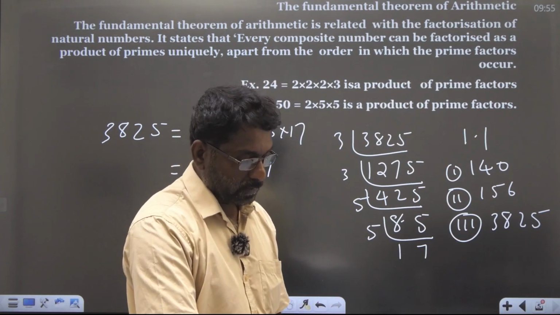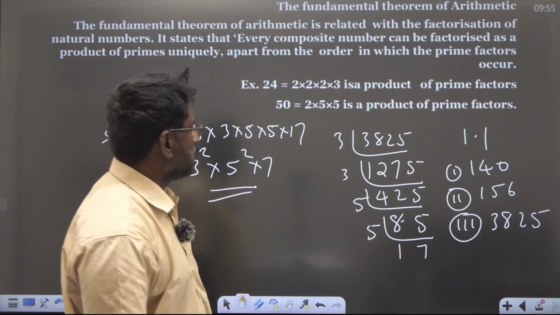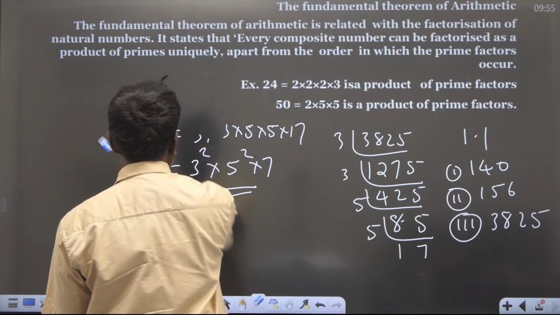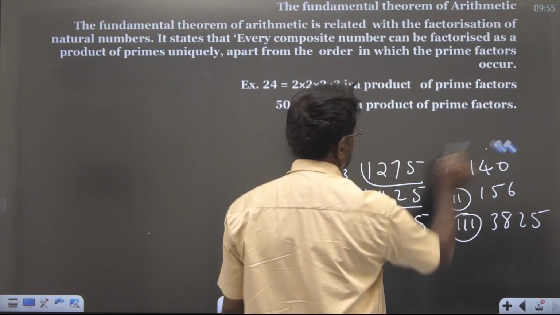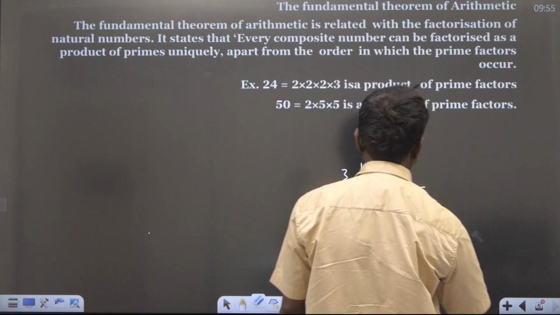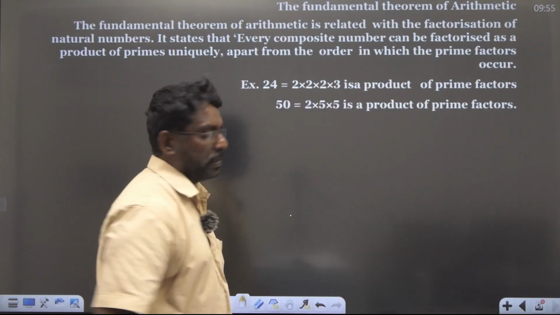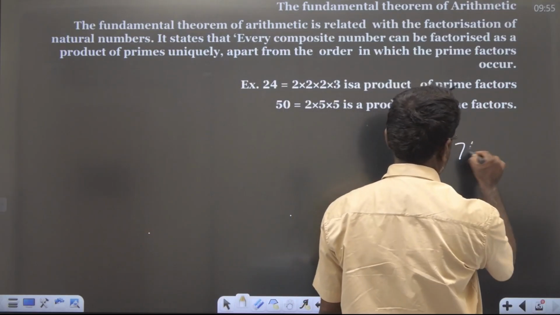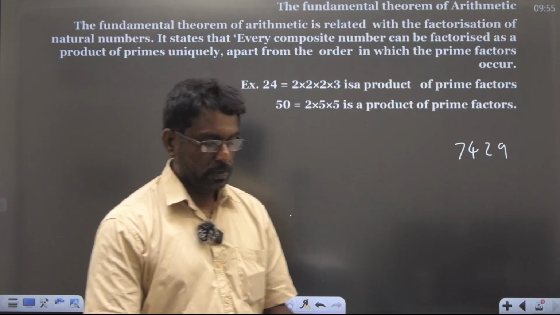Okay, we can do one more question. Then we will get a clear idea about it. We can take a larger number, 7429.